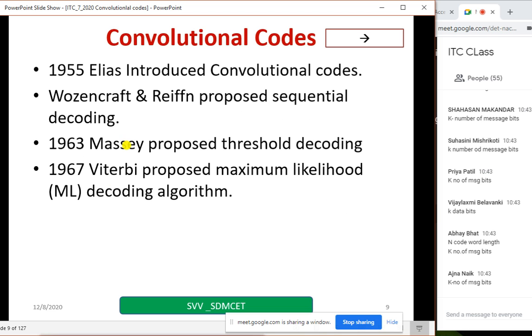Just for information, in 1955 convolution codes were introduced, in 1963 Massey proposed a threshold decoding, and in 1967 Viterbi proposed a convolution decoding algorithm, which is also called a maximum likelihood decoding algorithm.